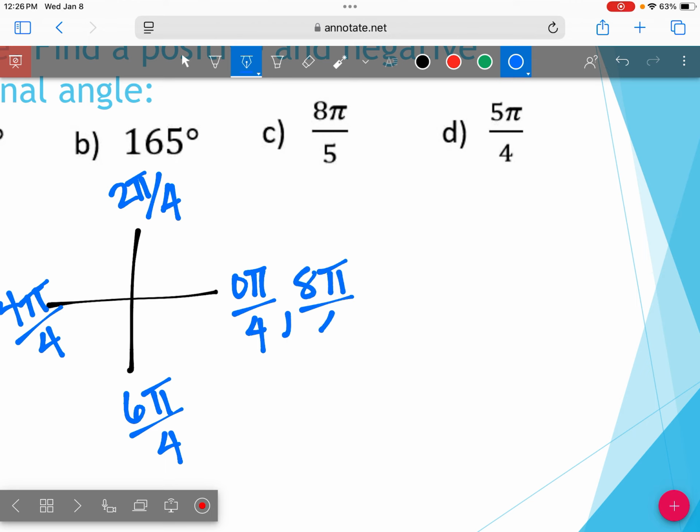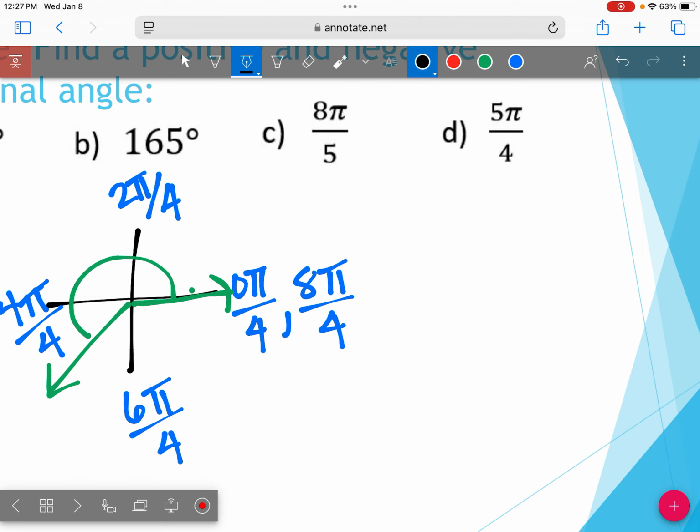You do not need to do this extra work, but I'm just trying to help people who have a hard time understanding fractions. So we have to look at this numerator, 5, and figure out where does it fall. It's going to fall between 4 and 6. So we're in quadrant 3. So this is my terminal side and my initial side. That's my angle.